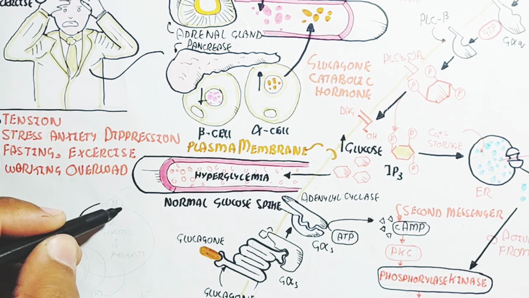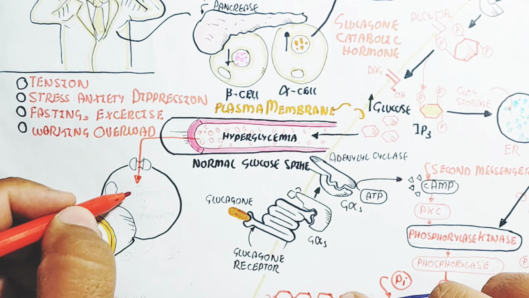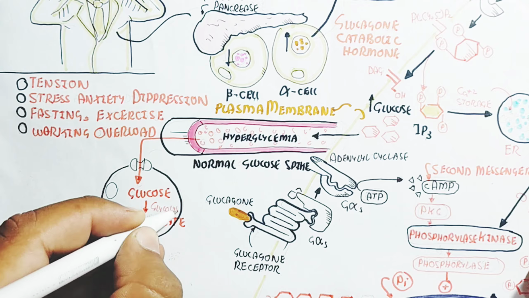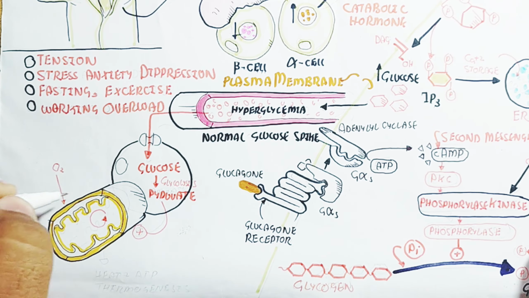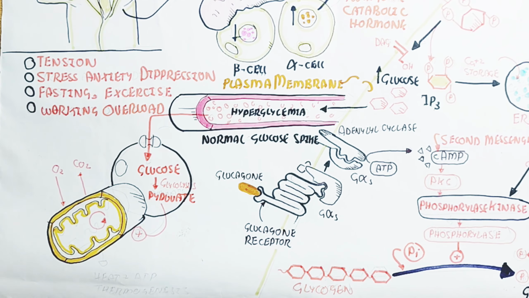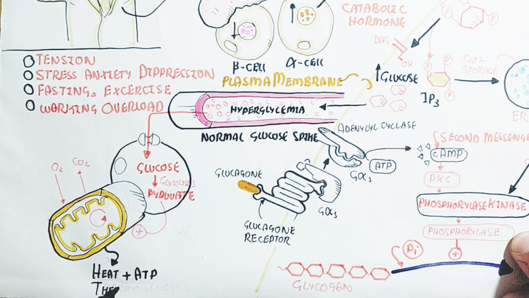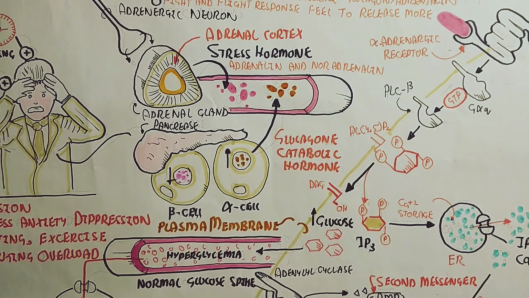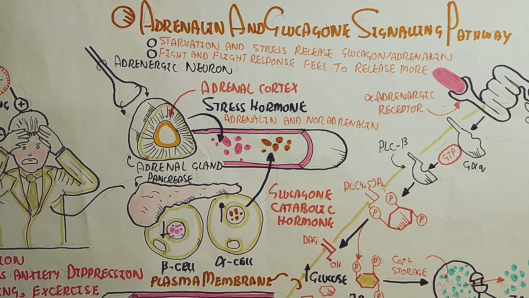The stress will raise the normal glucose spike, and in this cell, which goes to the mitochondria, glucose will be converted into pyruvate by glycolysis to produce more ATP. This stress will lead pyruvate to enter the mitochondria to produce heat and ATP for thermogenesis. On the other hand, the oxygen and carbon dioxide exchange as aerobic respiration is possible in this way. The fast breathing is due to the adrenaline and glucagon signaling pathway for the production of more ATP by this mechanism. So this is the adrenaline and glucagon signaling pathway. I hope you make sense of that.